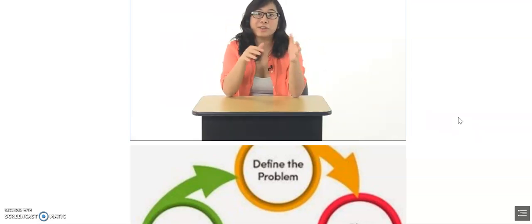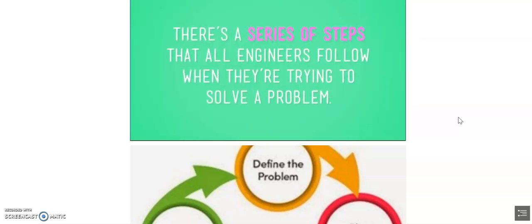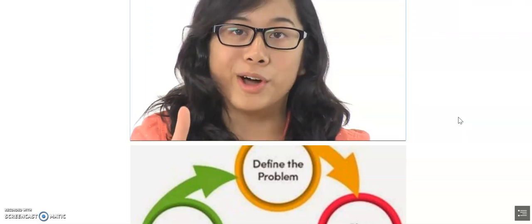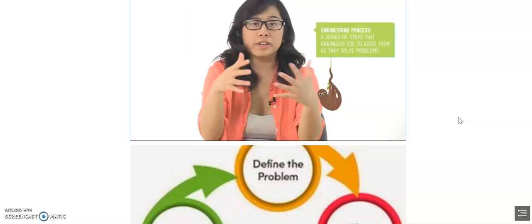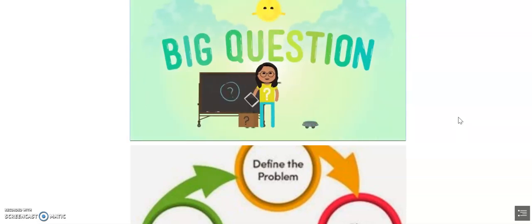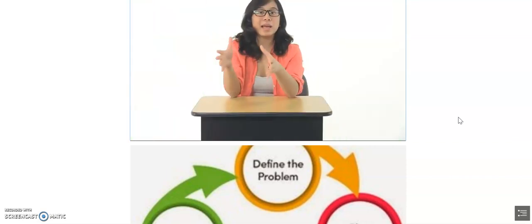No matter what type of engineer you want to be though, civil, mechanical, electrical, or a kind that doesn't even exist yet, there's a series of steps that all engineers follow when they're trying to solve a problem. This process is called, wait for it, the engineering process. Makes sense to me. So what sort of steps are included in the engineering process, and why do we need it? Let's go through it step by step and discover how awesome things are made.